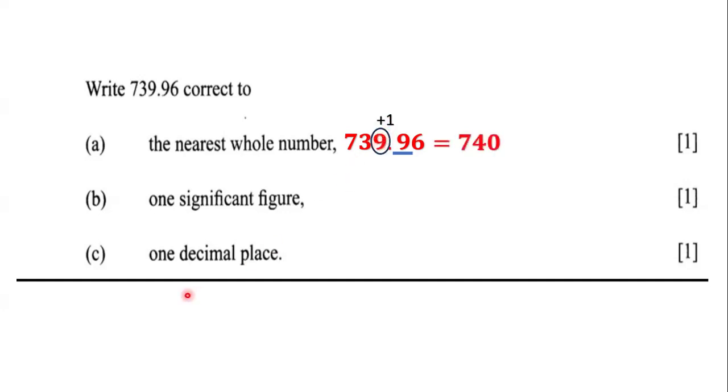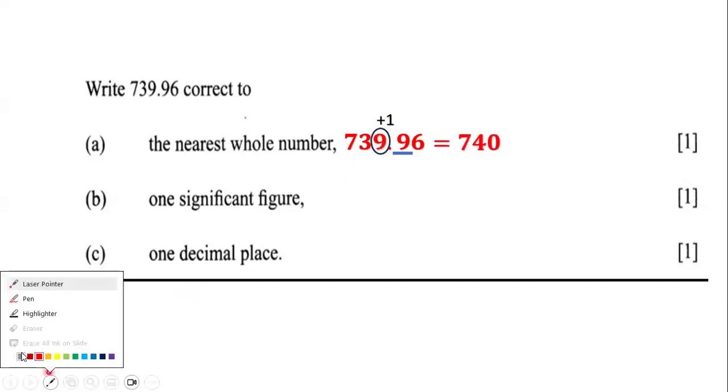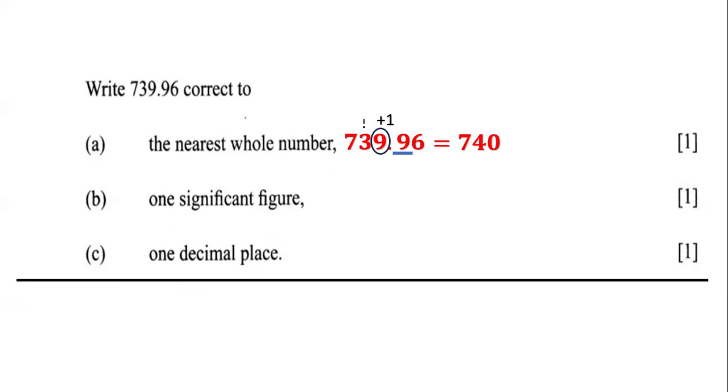And then when this 9 becomes a 0, what ends up happening is we add 1 to this 3. And so when we add 1 to this 3, this 3 becomes 4, all right? And so what we have here is 7, 4, and 0, because the 9 becomes a 0, and we eliminate the 9, 6 at the back.